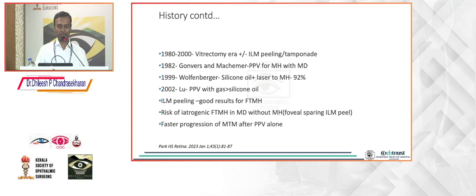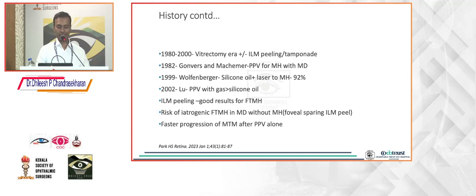Then came the vitrectomy era. People have tried several techniques. People have tried directly lasering the macular hole with silicone oil with high success rate, but low vision, obviously. And Liu in 2002 compared gas versus silicone oil and found that gas was better at tamponading the macula because it has high buoyancy compared to the silicone oil, and it conforms to the posterior staphyloma contours much better than silicone oil. And ILM peeling had good results for full thickness macular hole, but the risk of iatrogenic FTMH is very high when there is no macular hole initially to start with.